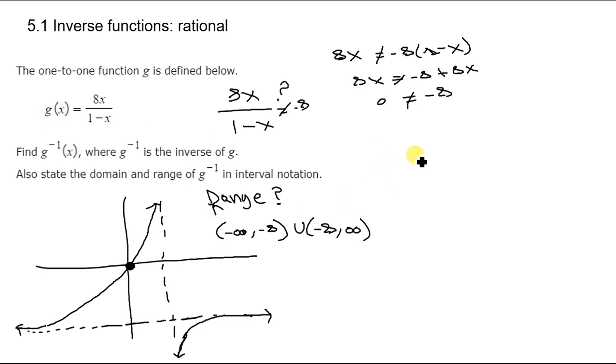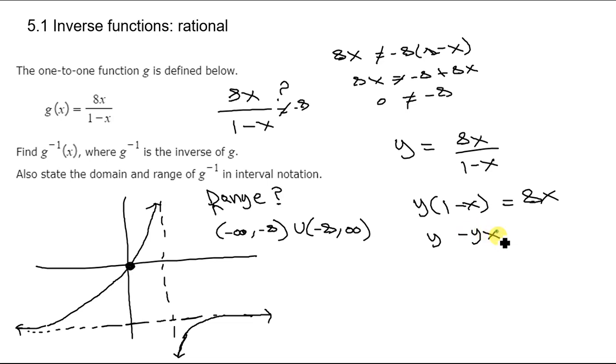Now let's find our inverse function. It's the same algebra as we've already done here. We set y equal to 8x divided by 1 minus x, and now we try to solve for x. Multiply both sides by 1 minus x. y times 1 minus x is equal to 8x. Now we distribute here. Now let's collect every x term on the right-hand side. Oh, let me clean that up.